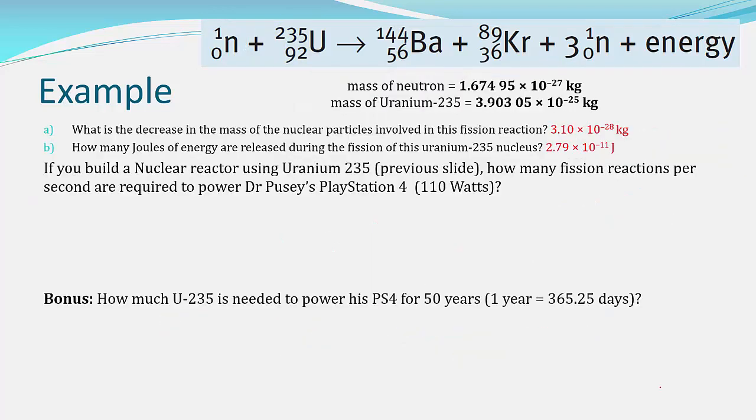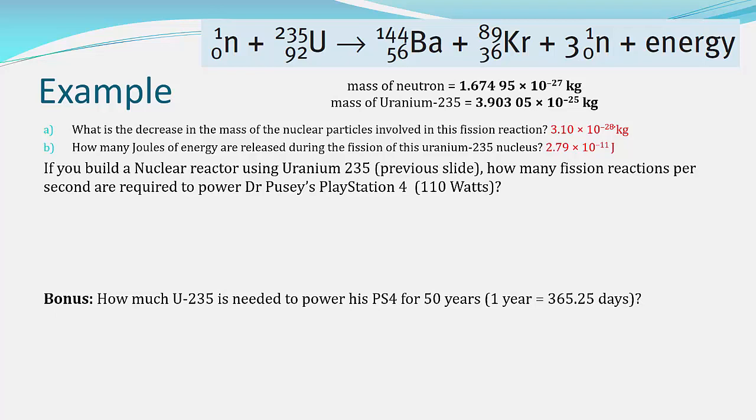Okay, so with this next example, what I'm going to do is illustrate just how much energy you can get from fission reactions using a real-world example. I'm going to continue on from the last example. We're looking at that same uranium fission reaction, and I've carried over some numbers that we worked out in the previous question. The question I'm now asking is, if you build a nuclear reactor and use that uranium-235, how many fission reactions per second are going to be required to power my PlayStation 4?